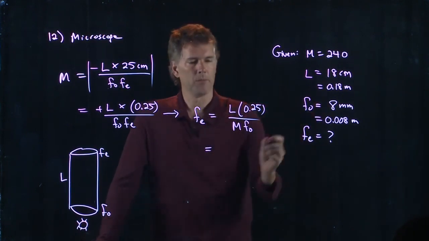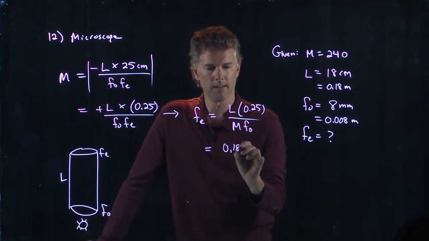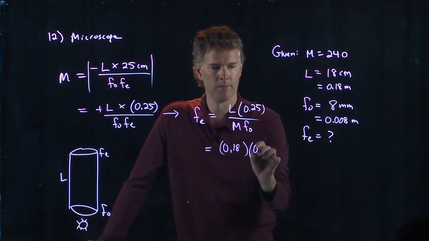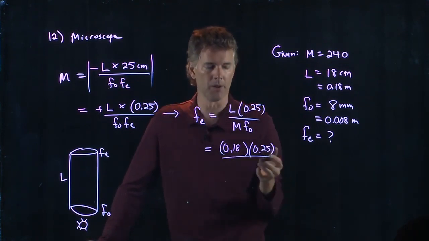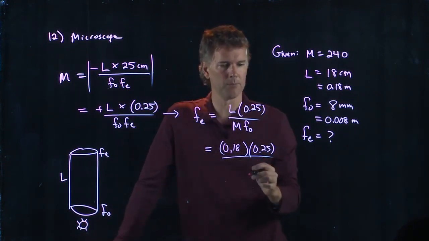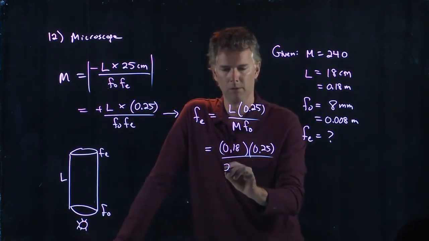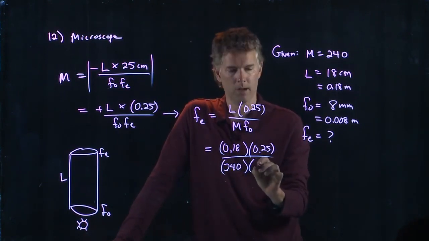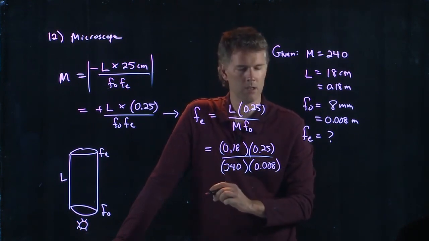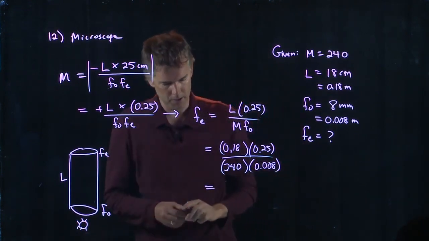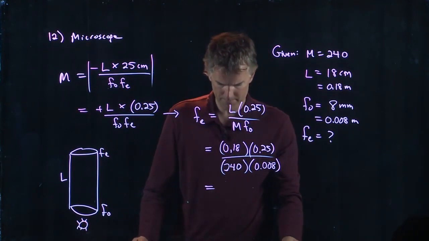And now I have all those numbers. 0.18 for L, 0.25 for the near point of the eye. That's where that 0.25 comes from. M is 240. FO was 0.008. And now if you punch all that into your calculator, tell me what you get.